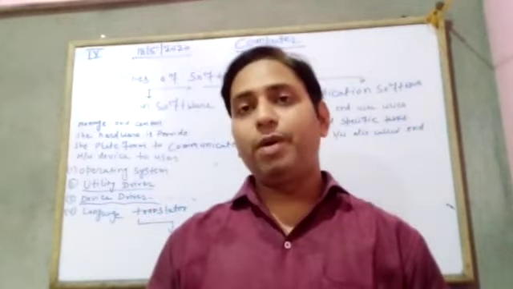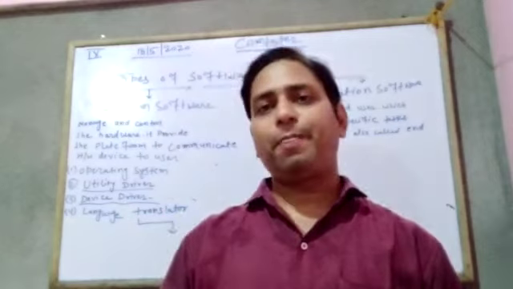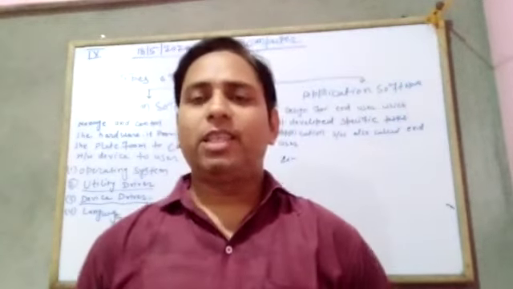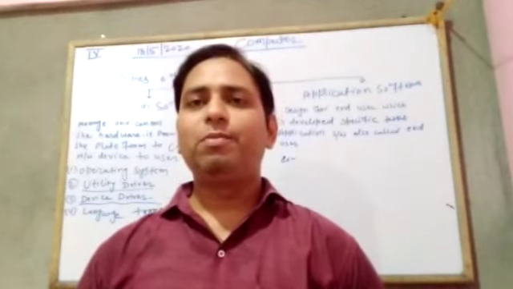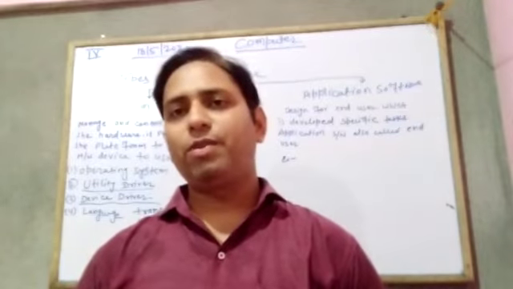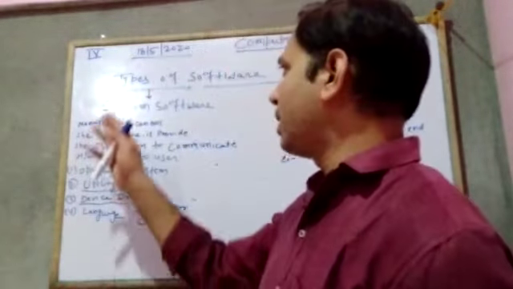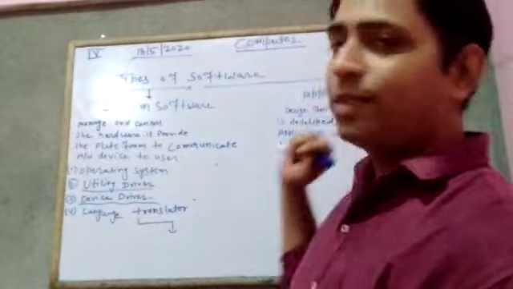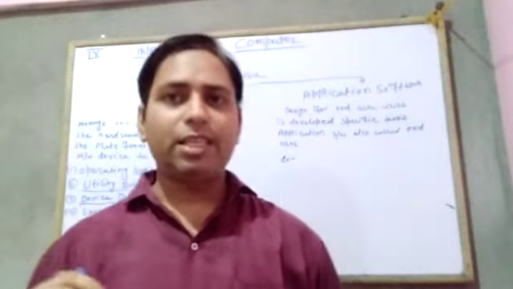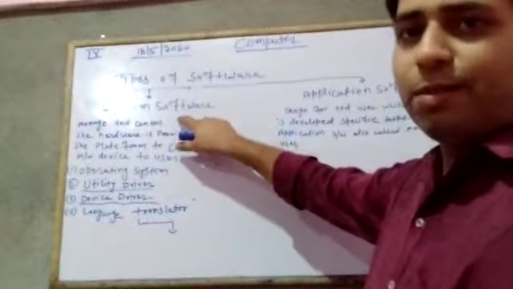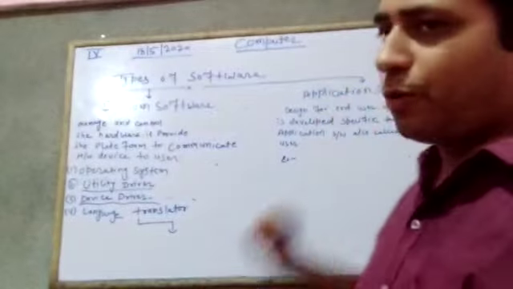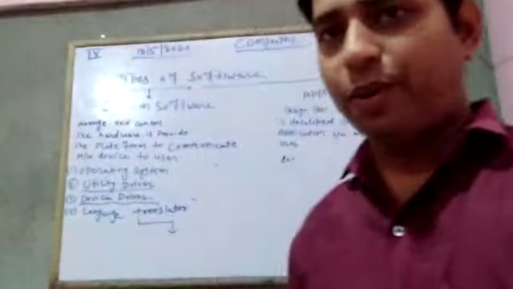Okay, so how many types of software are there? We know that software is divided mainly into two types: system software and application software. What is system software?